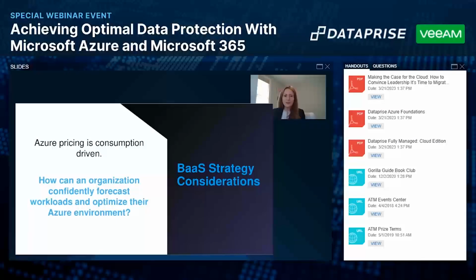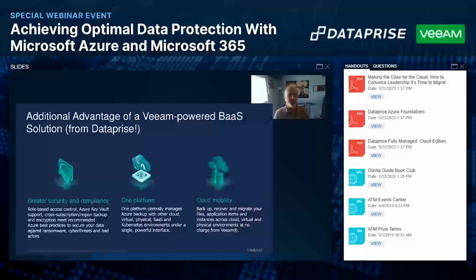Right. Yes. So, Marty, bringing you back in, talking a little bit more about some of the advantages here of a Veeam-powered BAS solution. And of course, I like to say that people consume from Dataprise. Right. Yeah, exactly. So you can consume it from Dataprise, and it's great that you have the ability to get it from a managed provider. So definitely, there are some security and compliance reasons, like role-based access controls, so I don't have people getting in and accessing things that they shouldn't access, right? Another key thing that I like is the cross subscription, right?